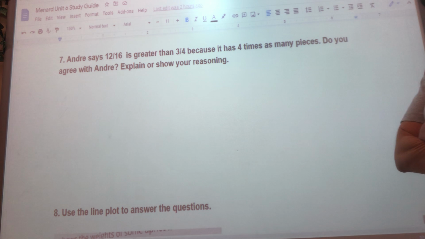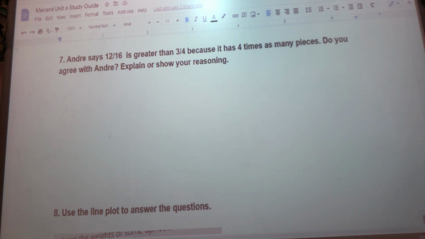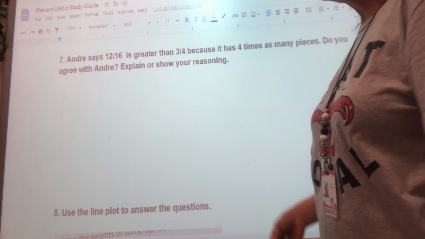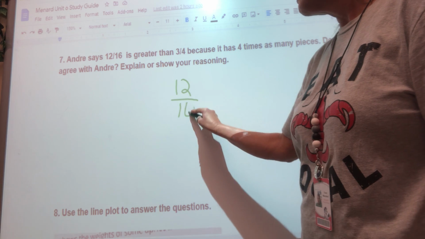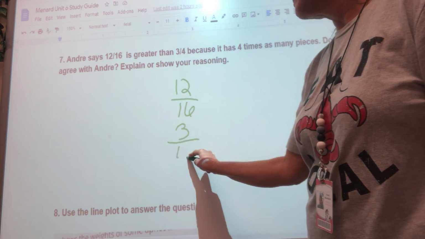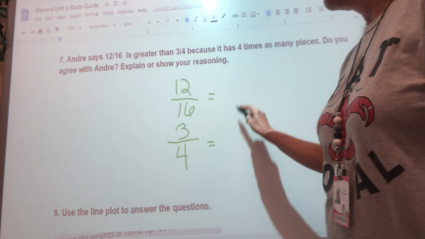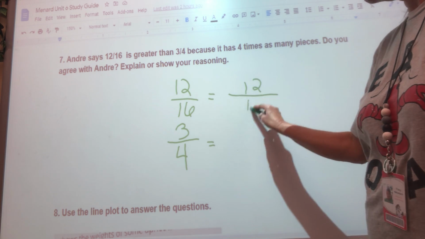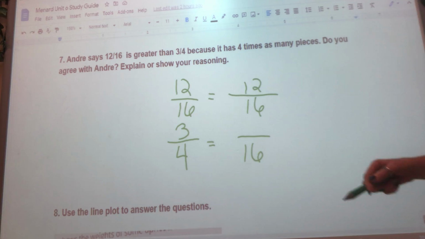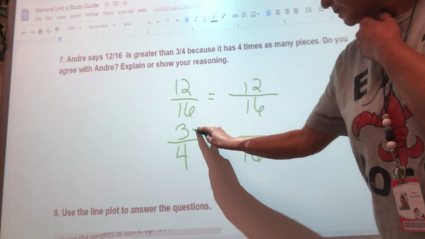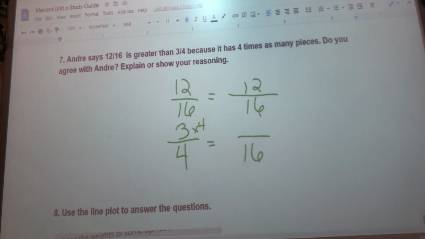Andre says 12/16 is greater than 3/4 because it has 4 times as many pieces. Do you agree? The first thing I want to do is to be able to compare these fractions. So they need a common denominator, which is 16. What would I have to do to 4 to get 16? So my new numerator, 12.